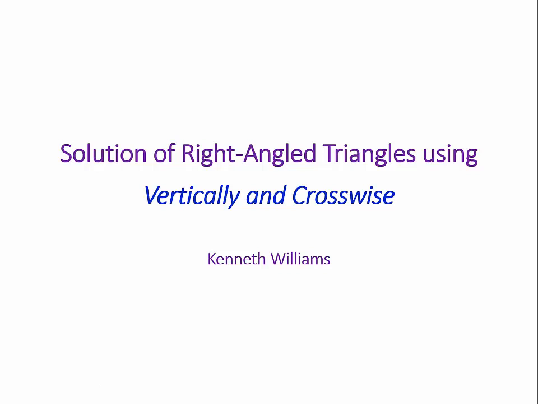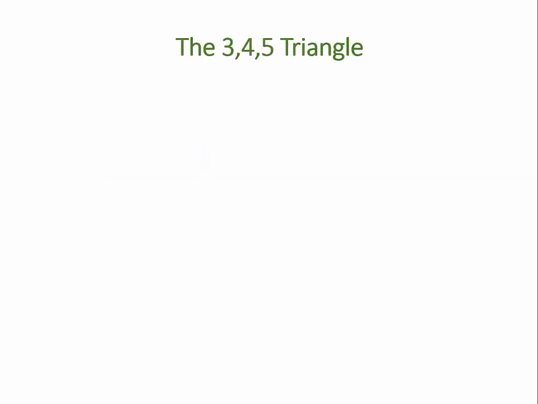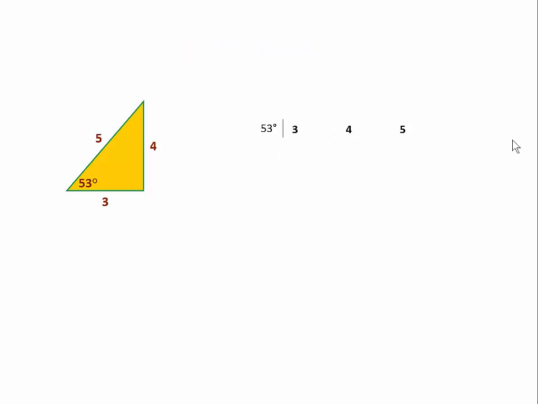Here's how we can solve right-angled triangles using the vertically and crosswise sutra of Vedic mathematics. The 3, 4, 5 triangle is well known. It's a right-angled triangle with a base of 3, a height of 4 and a hypotenuse of 5, and it has an angle very close to 53 degrees here. And we write it like this: the angle 53 degrees, then the base, height and hypotenuse like that.